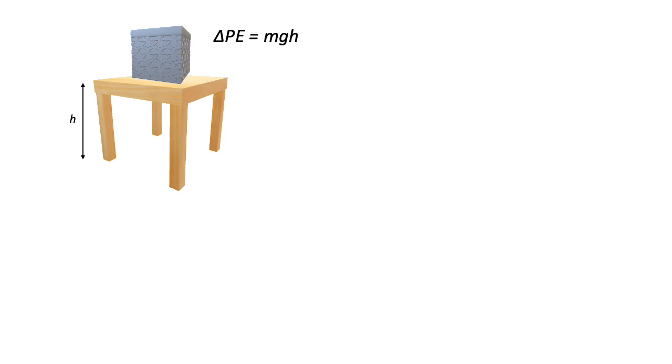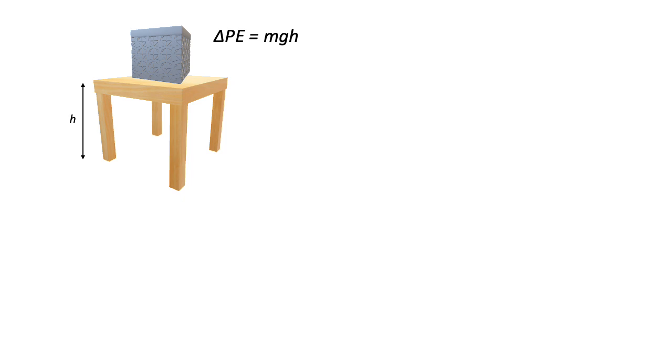We've got a table of height h, and there's a box sitting next to it. Now, we pick up the box and we keep it on top. If we want to calculate what the change in potential energy is, delta PE, that would simply be mgh.